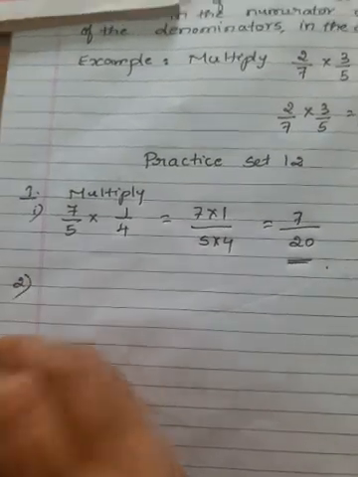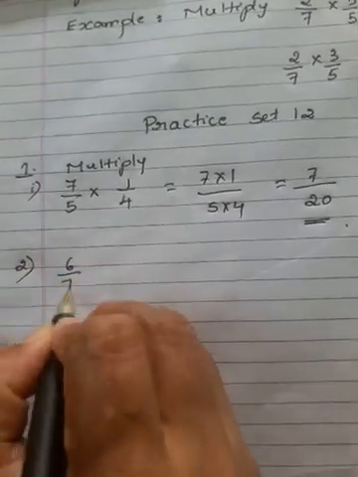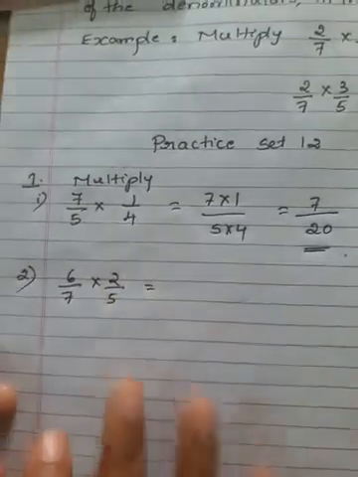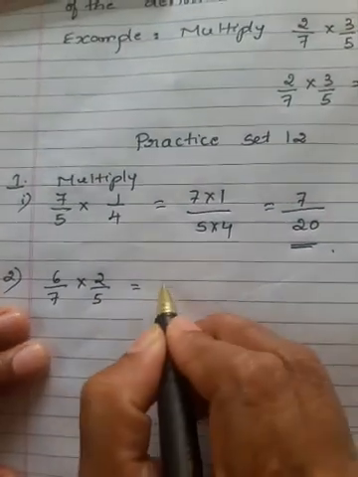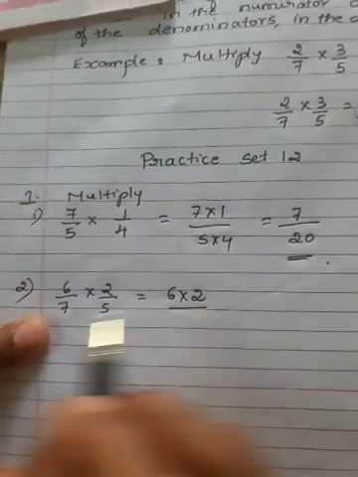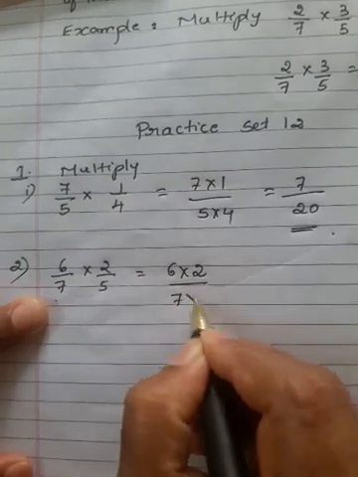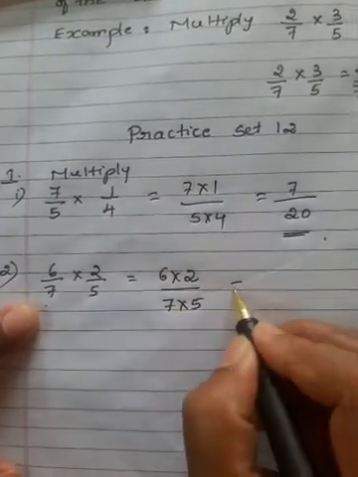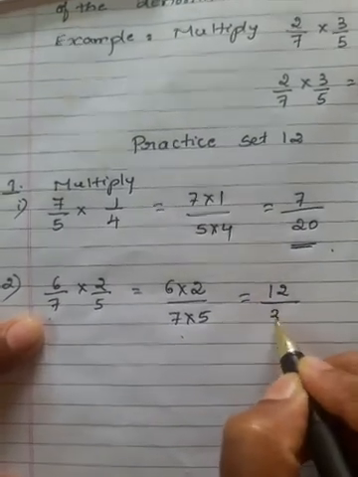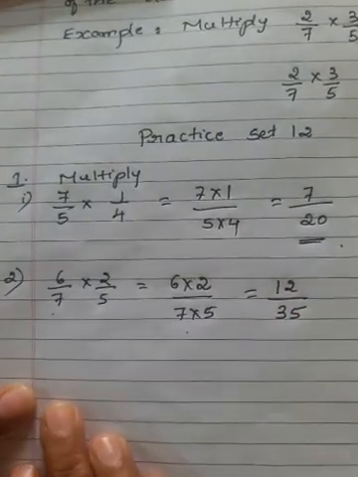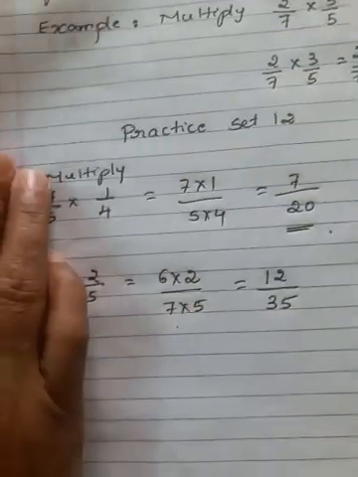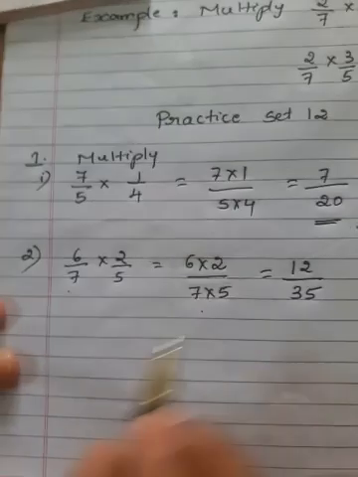Now second question, 6 upon 7 into 2 upon 5. So how to multiply these? Multiply numerator by numerator, 6 into 2, and denominator by denominator, 7 into 5. So this is equal to 6 2s are 12, 7 5s are 35. Now question number 3, that is the homework. Practice set 12, question number 3, homework.